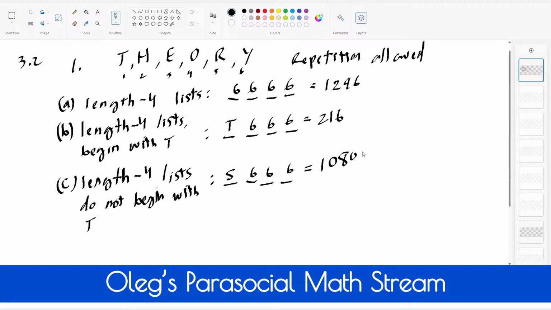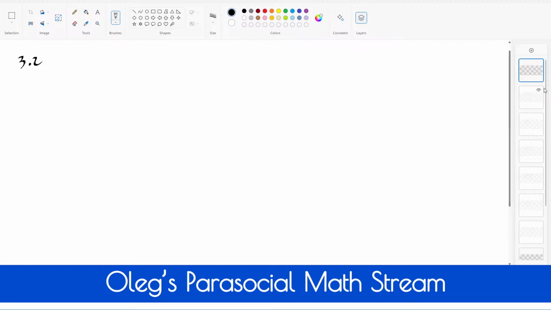Let's take a look. See what the book said. Okay, 1296 for the first, 216 for the second, 1080 for the third. Good. All right, so far so good. All right, 3. How many lists of length 3? Okay.